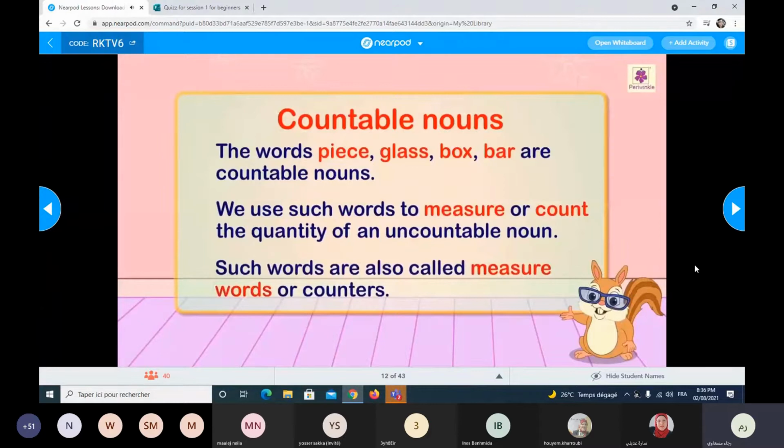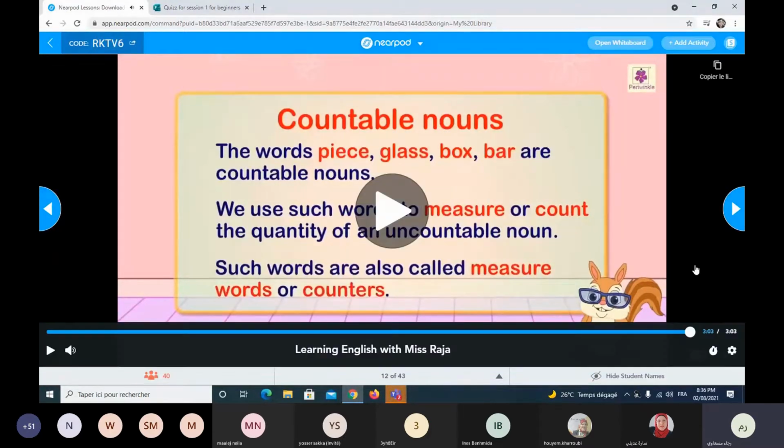Okay, let me recap. So, the first part of the lesson, we are speaking about the elements of a phrase. What do you have in the phrase? First, you have the noun. Second, you have the pronoun. Third, you have the verb. Fourth, you have the adjective. Fifth, you have the adverb. And you have the preposition.